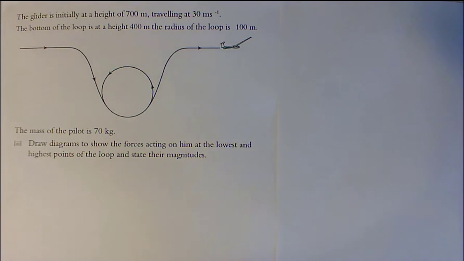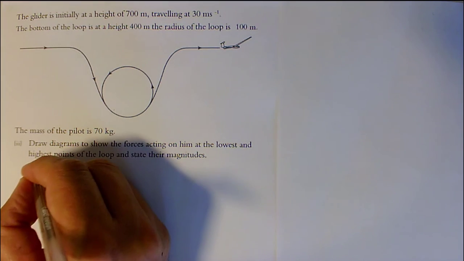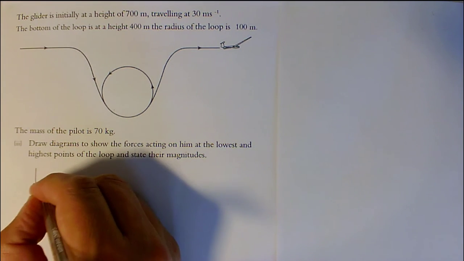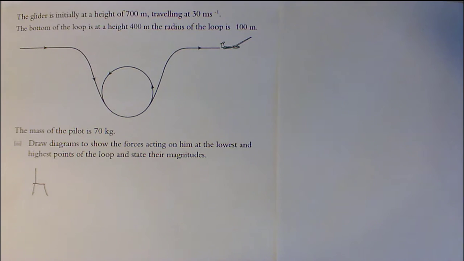This part of the problem is where you have to start thinking very, very clearly about the difference between the occupant of the glider and the glider itself. And to make it clear, I'm going to draw a little picture of a chair. There is the pilot's seat. The pilot is sitting in that seat at the bottom of the loop. That's why it is that way up.